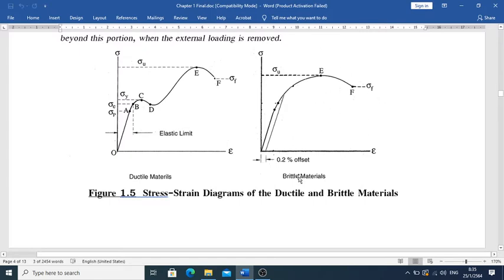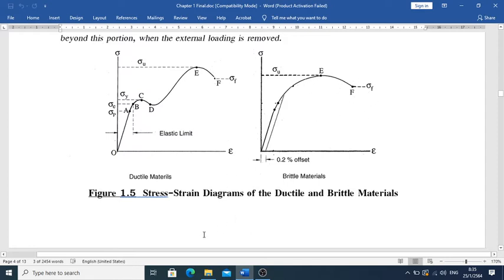For instance, this type of brittle material is very strong, but when stretched up to a point, it's going to break into pieces. So on the left hand side is going to be some kind of steel, and on the right hand side is going to be some kind of cast iron.